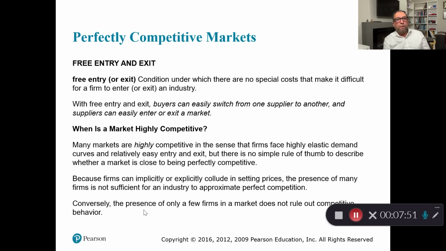The third condition for a competitive market is free entry and exit. Free entry or exit means conditions under which there are no special costs that make it difficult for a firm to enter or exit an industry. So it means that the industry is free for any firm to enter or any existing firm to leave or exit. There are no barriers. With free entry and exit, buyers can easily switch from one supplier to another, and suppliers can easily enter or exit a market.